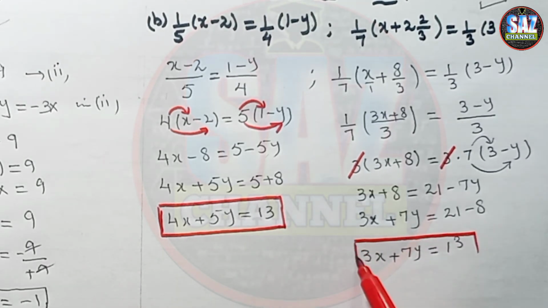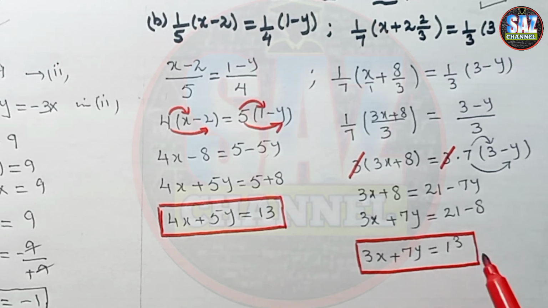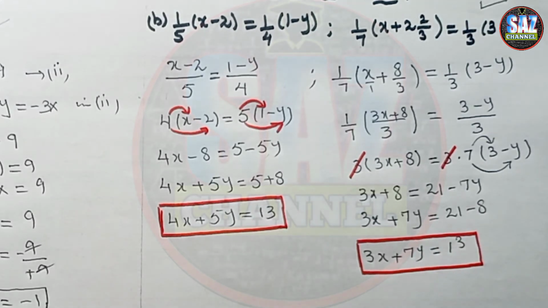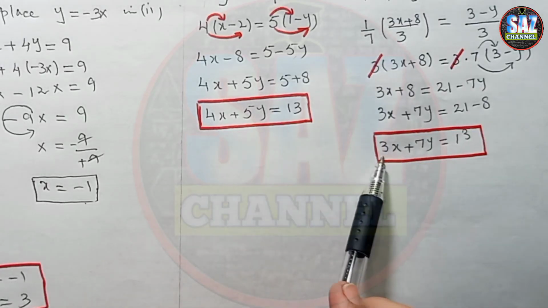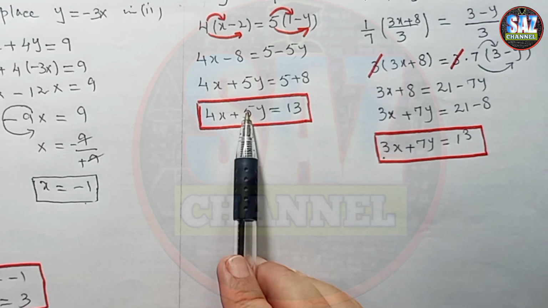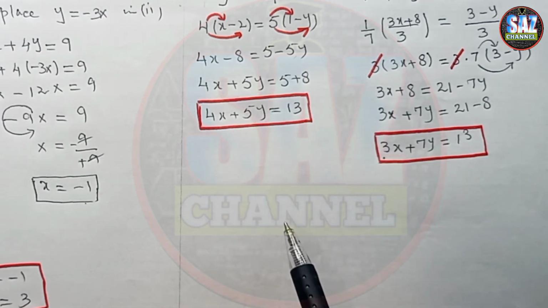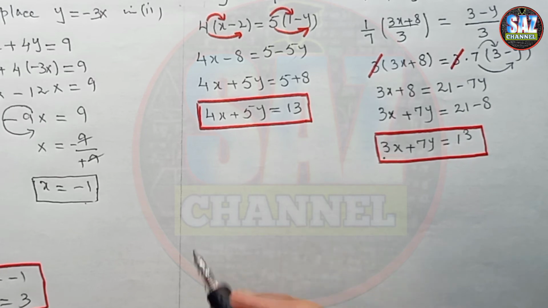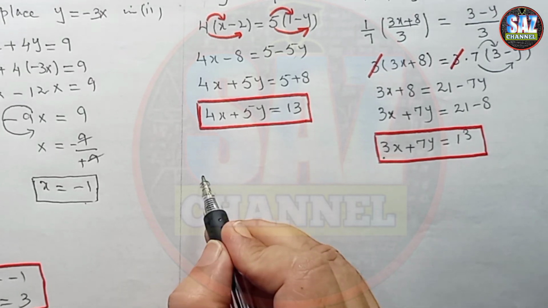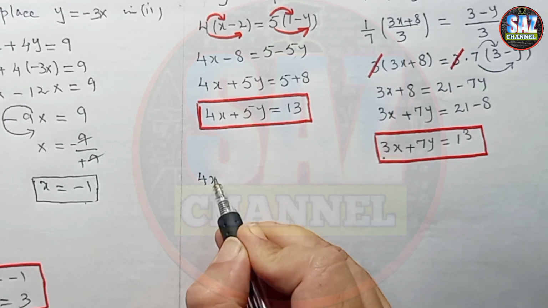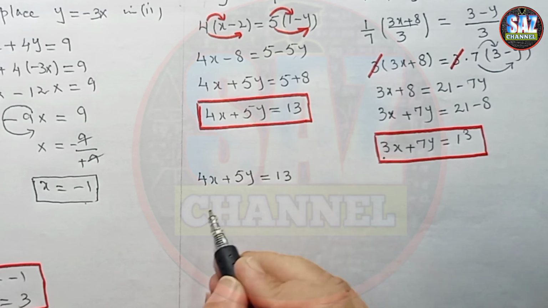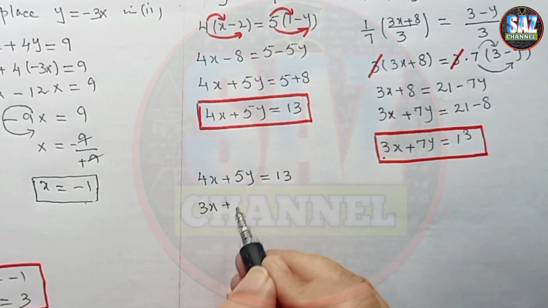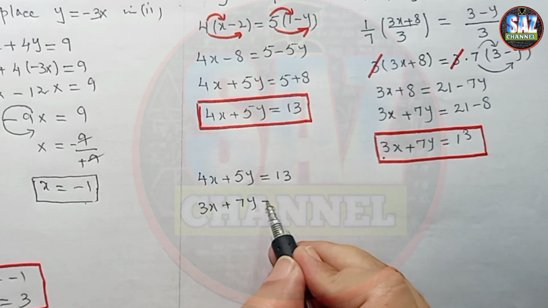After this, I have to decide which method I'm going to apply for the solution of this problem. If we look at the coefficients of x in both the equations, they're not the same, and even the coefficients of y are not the same. I will prefer the elimination method for this question. First of all, I have to write both the equations together: 4x plus 5y equals 13, and 3x plus 7y equals 13.